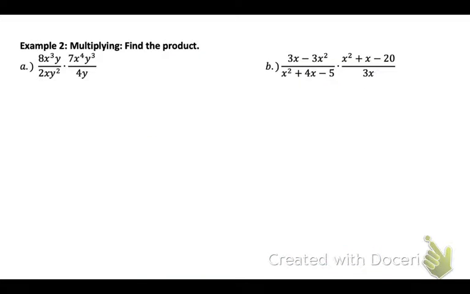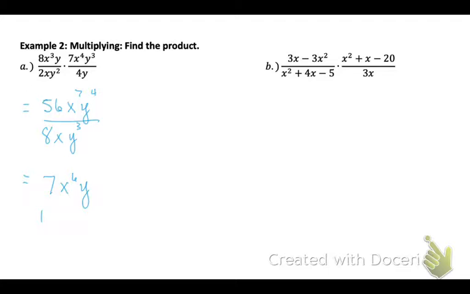All right, let's look at example 2 and multiply some rational expressions. So we're going to multiply numerators together and denominators together. So 8 times 7 is 56. X cubed times x to the 4th is x to the 7th. Y times y cubed is y to the 4th, all over 8xy cubed.